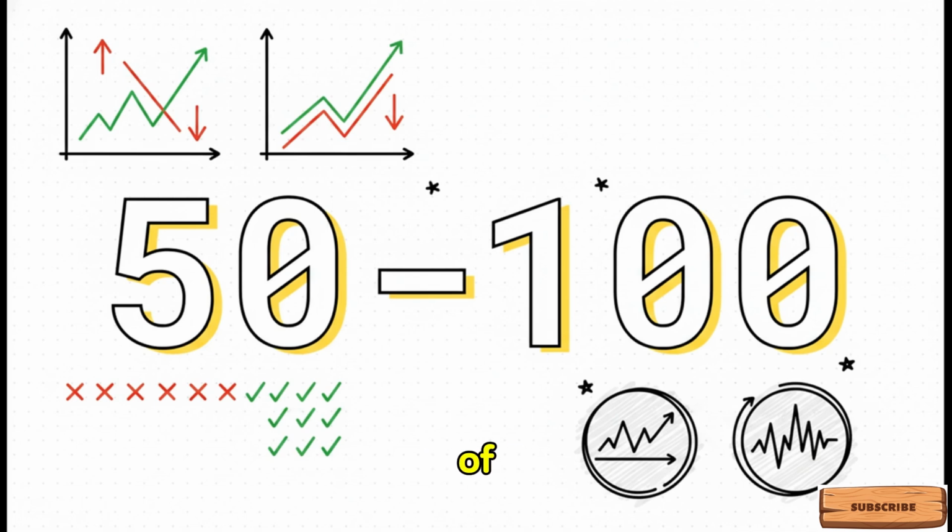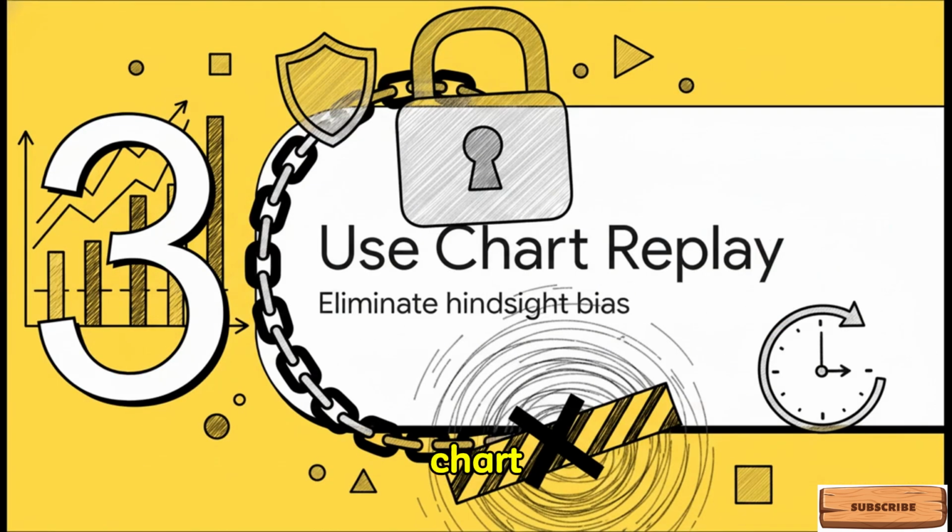You need a sample size of at least 50 to 100 manual trades to truly see those statistical patterns emerge across different market conditions like trending, ranging, and high volatility environments. Number 3, use chart replay.